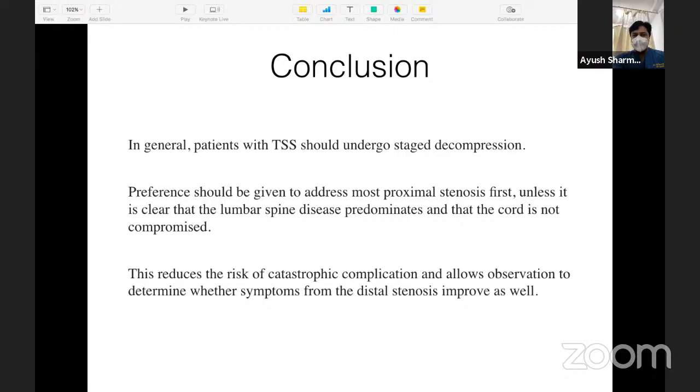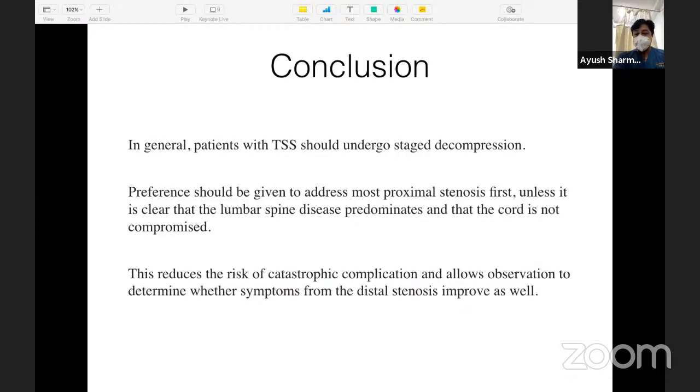So I think it's a very good overview overall. It gives a brief of what we should do when it comes to tandem canal stenosis. But there are a few things which maybe the paper has not highlighted. They have suggested that you choose whichever is the most symptomatic. But again, even if the lumbar is more symptomatic and you are planning to do lumbar first, you should give due diligence to the cervical involvement. Even a small cervical involvement could be catastrophic if due diligence is not given.